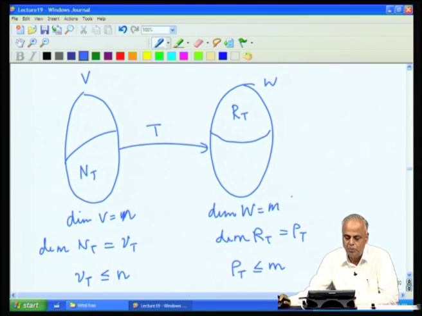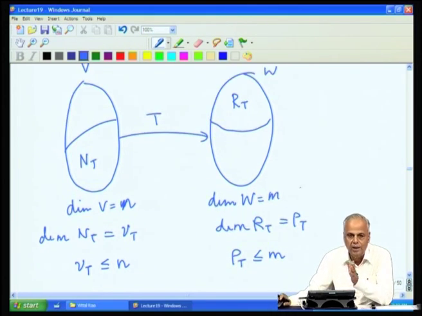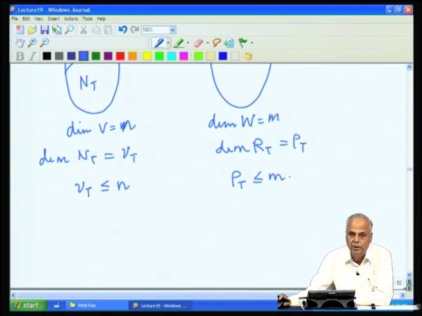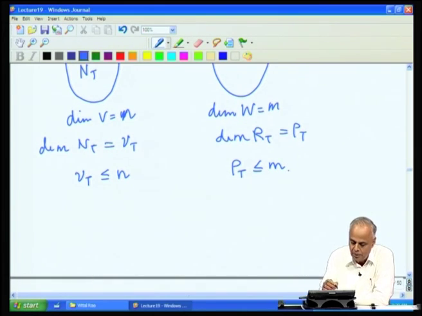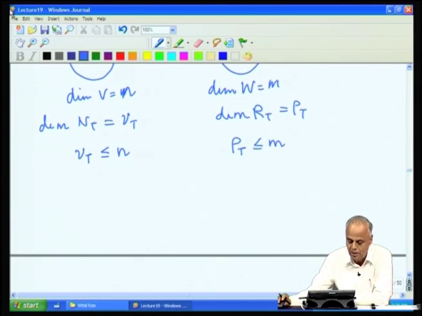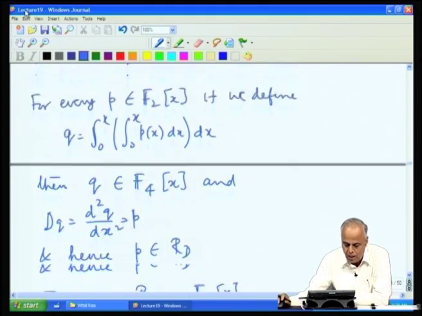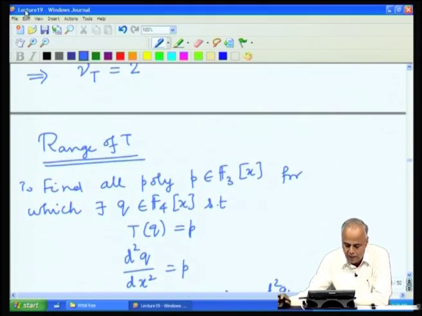Now, we have one subspace on V which comes from T, and we have one subspace on W which comes from T. Is there a connection between these two? There is a connection between their dimensions, and that is what is known as the rank nullity theorem. We shall first state this and we will look up the proof of this in the next lecture. Now, what is the statement? Let us look at the three examples we had.